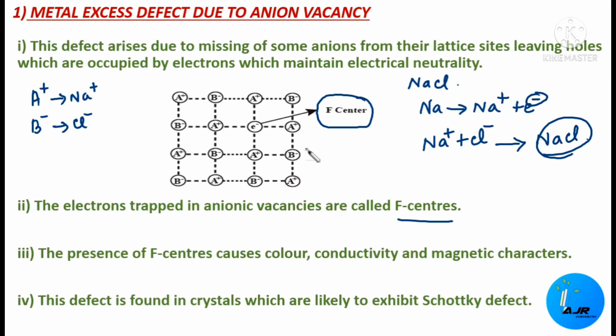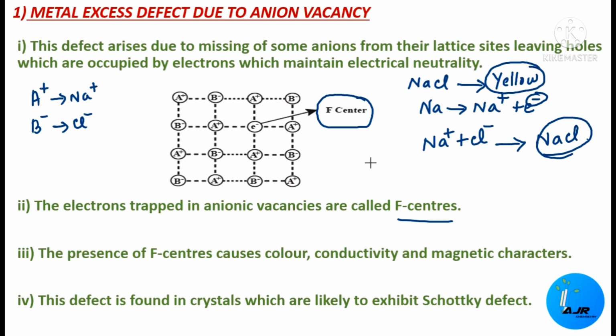Now what happens is the electron which is trapped in this vacancy will be absorbing light, and it transmits from the ground state to the excited state. When it absorbs light, it starts to move from the ground state to the excited state. This gives color. Due to the transition of electrons from the ground state to the excited state, there will be production of color. So in the case of NaCl, the color produced will be yellow.